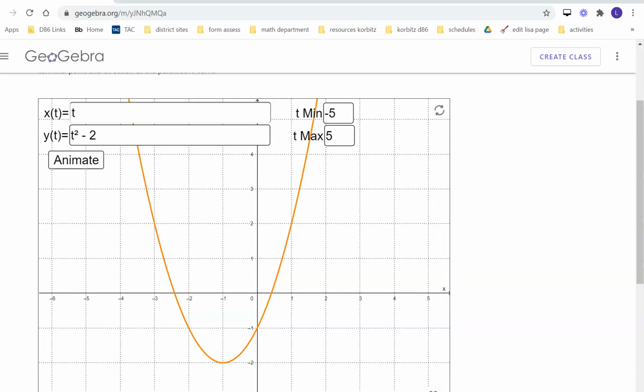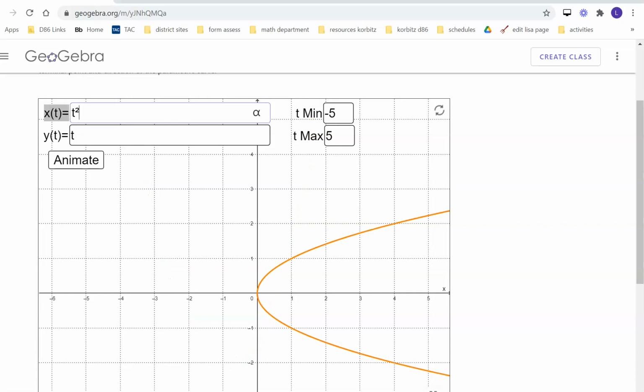I wonder what would happen. Let's do one more. Let's see what would happen if I put t squared in the x and t in the y. So notice, and you can animate and see. Very interesting. So again, we could think about inverses, because when we had t for x and t squared for y, it looked a little bit different. So again, I think this might help you to consider parametric.